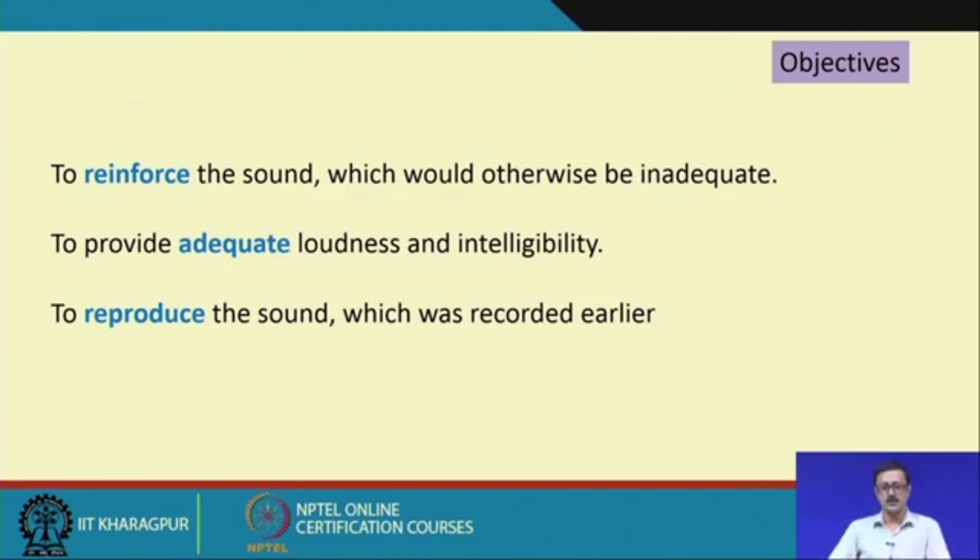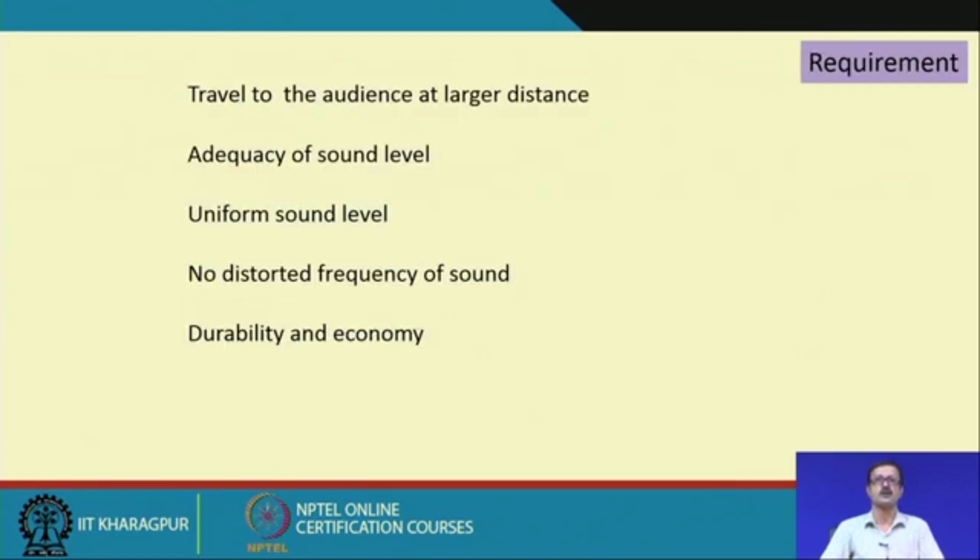Then we have to provide adequate loudness and adequate intelligibility, where we can hear the actual sound and frequency without any distortion, and the loudness should be adequate. Many times we also need to reproduce sound that was recorded earlier, some music, voice or performance, in different locations. So, for that, electroacoustical systems are required.